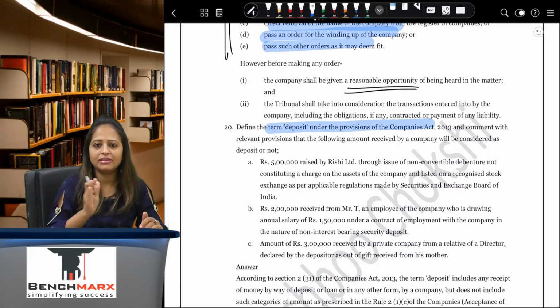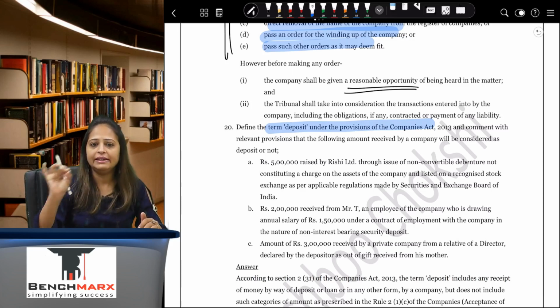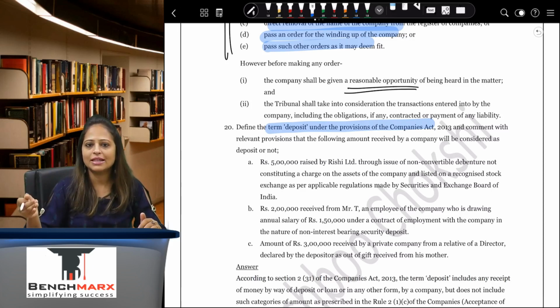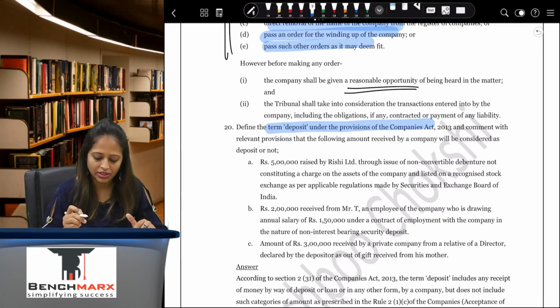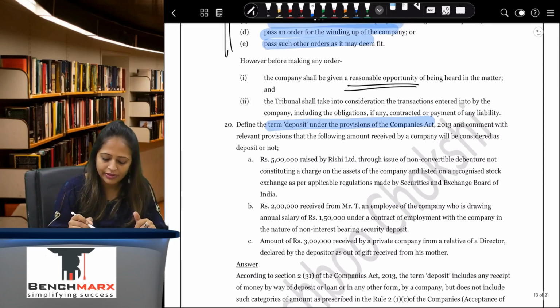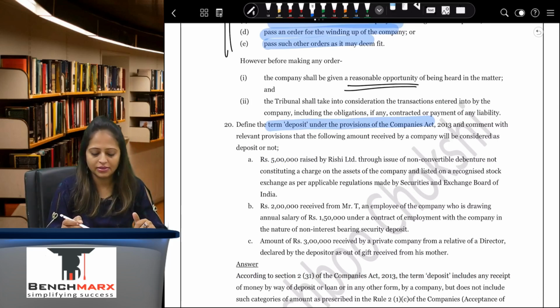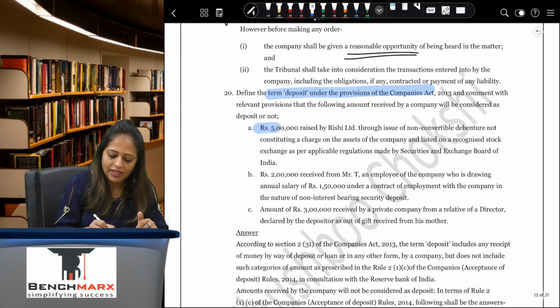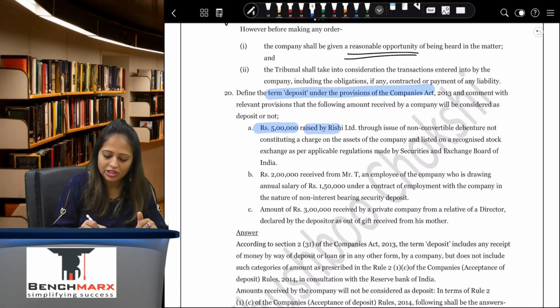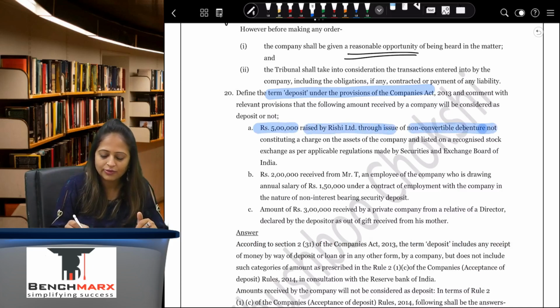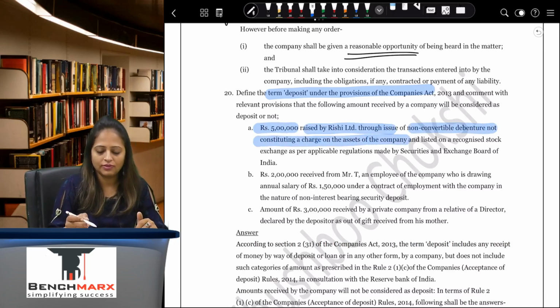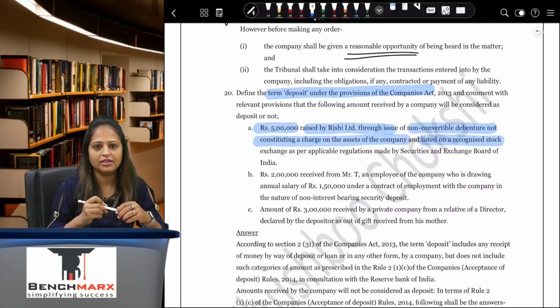So it is breaking the question. Please ensure that you read the question properly and don't miss out on any part of the question that has been asked, okay? And comment with the relevant provision whether the following amount received by the company will be considered as a deposit or not. Rupees 5 lakhs raised by Rishi through issue of non-convertible debentures not constituting a charge on the assets of the company and listed on a recognized stock exchange as per the SEBI regulations.